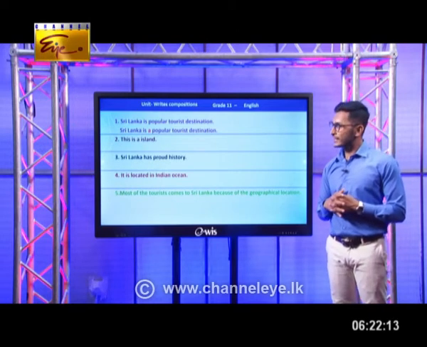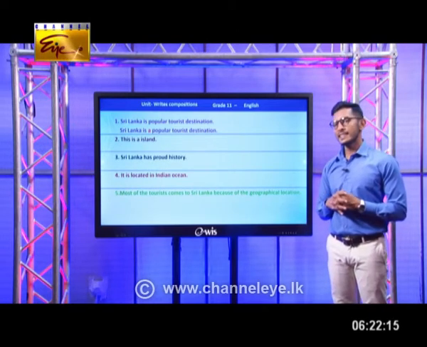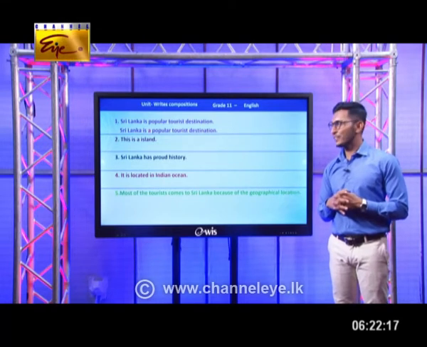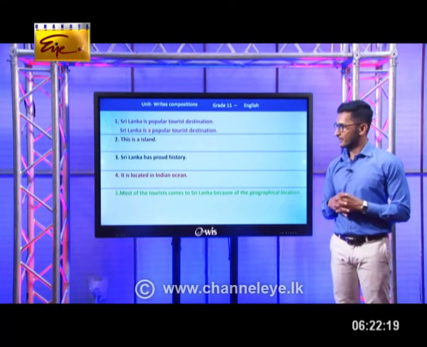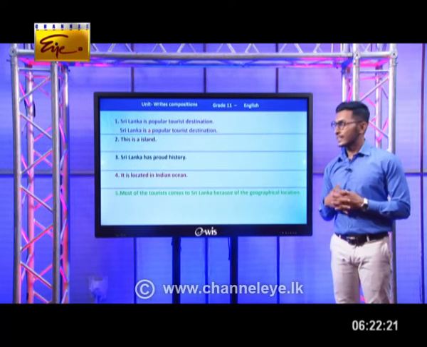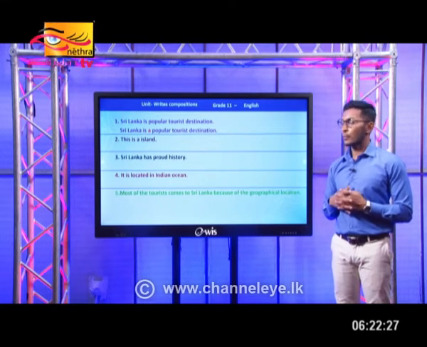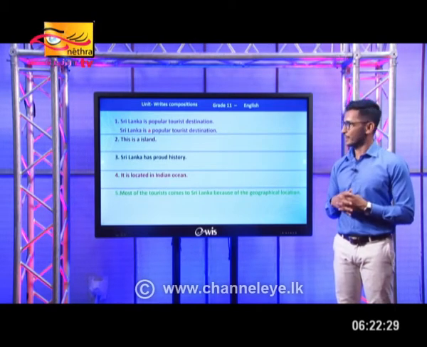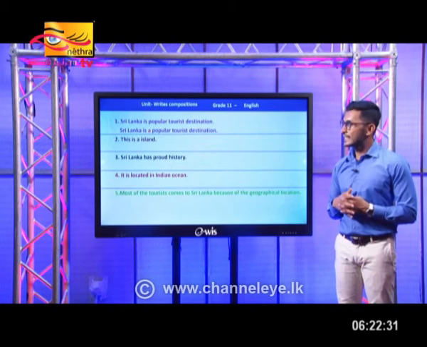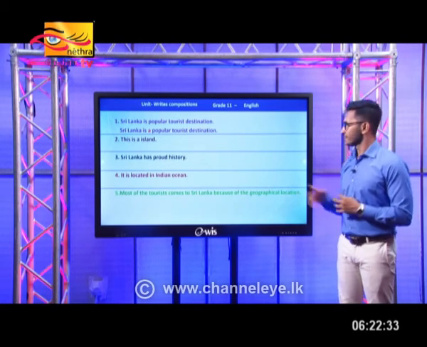Now let's have a look at the second one. This is an island. It's difficult to pronounce even. So what is missing there? The noun starts with a vowel sound. You started learning this when you were in grade 4-5. It's very easy. So it should be, this is an island.